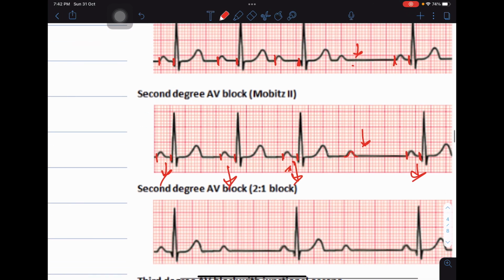And in Mobitz 2, the PR interval does not change because it's not being affected. We can only see the missed beat over here.